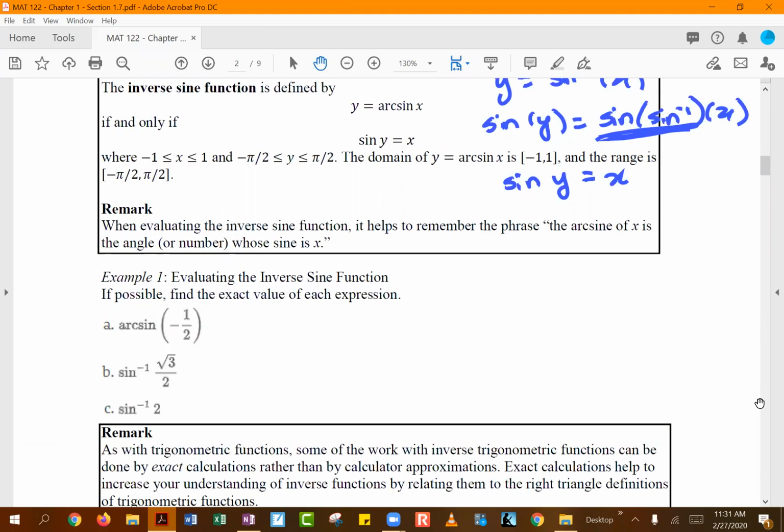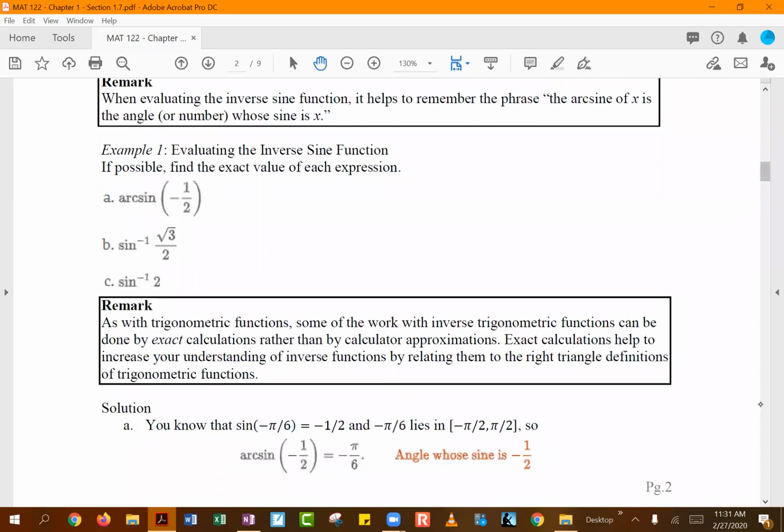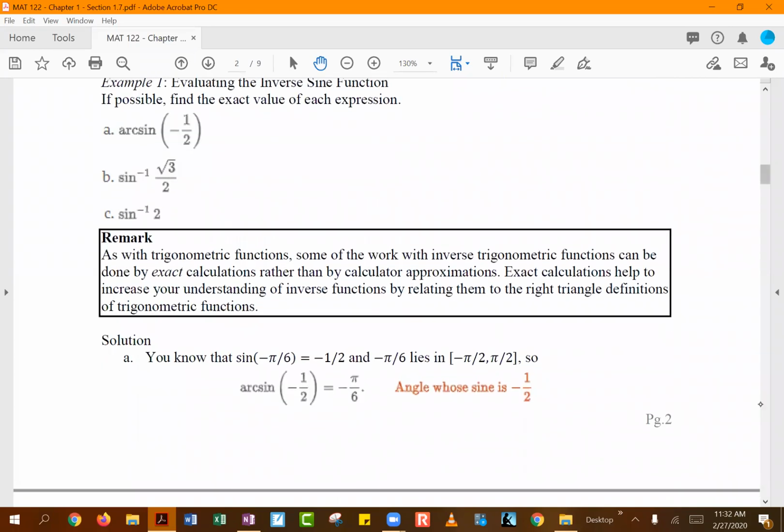All right, so let's take a look at this example here. They're asking us to evaluate the inverse sine function. They're giving us arcsine of -1/2, sine inverse of square root of 3/2, and of course sine inverse of 2. So with this remark here, we're basically talking about how with trigonometric functions, some work with the inverse trig functions can be done by exact calculations instead of doing approximation.